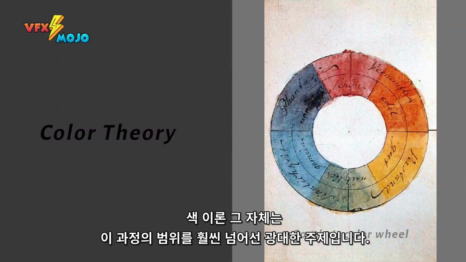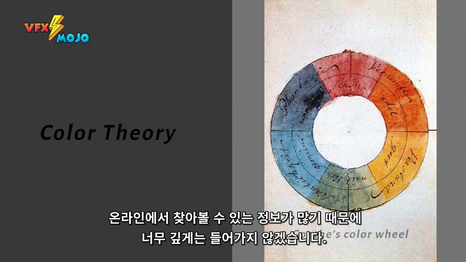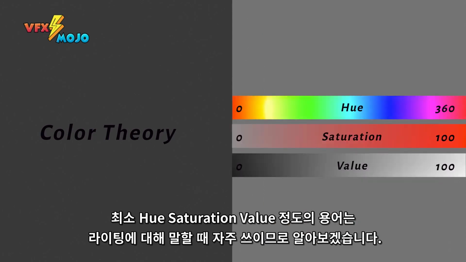Color theory in itself is a vast topic well beyond the scope of this course. Knowing the basics of color theory, though, will be very helpful. I won't go into too much detail as there is a lot of information online which you can look up. At minimum, look at terms like hue, saturation, and value, as these are terms often used when talking about lighting.